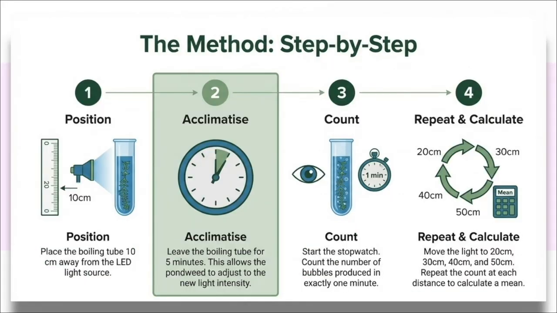Right, the key to this method is all about precision and making it a fair test. We set up our pondweed, pop the lamp at a set distance, and, this bit is really important, we let the plant get used to the conditions for a few minutes. Then we hit the stopwatch and count the bubbles that come off in 1 minute. We always do this a couple more times to calculate a mean. This makes our results more reliable and helps us spot any weird outliers. Then you just repeat that whole process, moving the lamp further away each time.